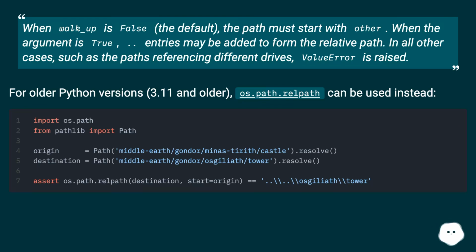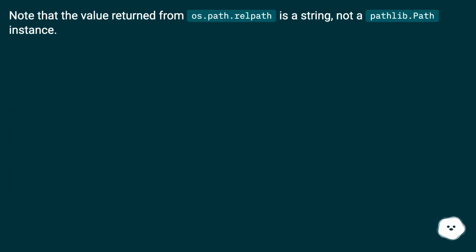For older Python versions, 3.11 and older, os.path.relpath can be used instead. Note that the value returned from os.path.relpath is a string, not a pathlib.Path instance.